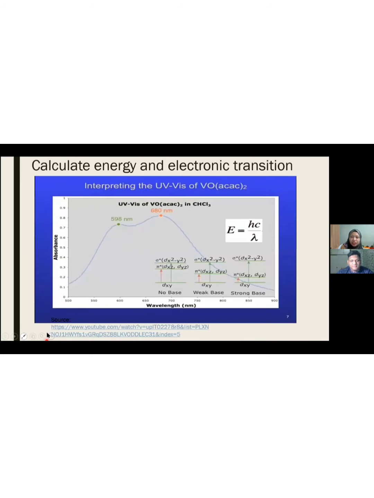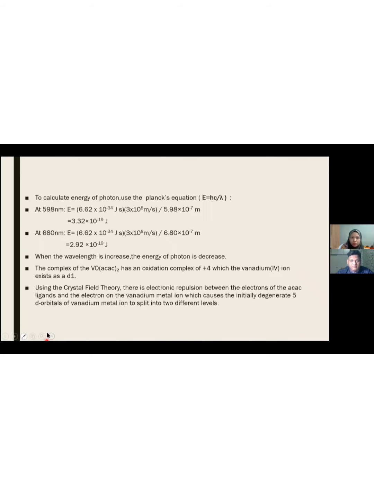Okay, next we need to calculate energy and electronic transition. So this data we get from the video. To calculate the energy of a photon, we need to use the Planck equation, which is E equals hc over lambda. So at 598 nanometer, we just insert the value of h and the value of c, which are constants, and divide by the value of wavelength, which we need to convert into meters. Then we get the answer, which is this.